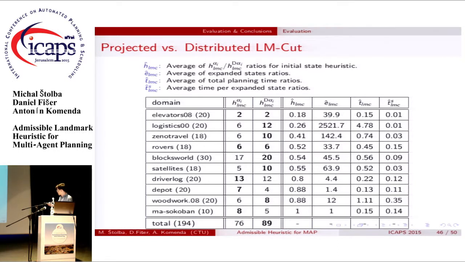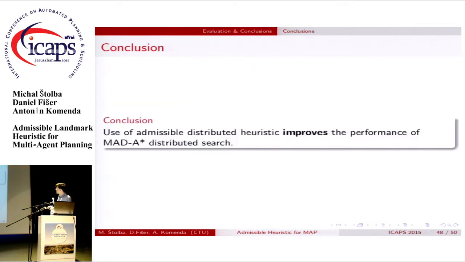Okay, so the conclusion is that if we use the privacy-preserving distributed A star, we can get some improvement from computing the heuristic in a distributed way as well.